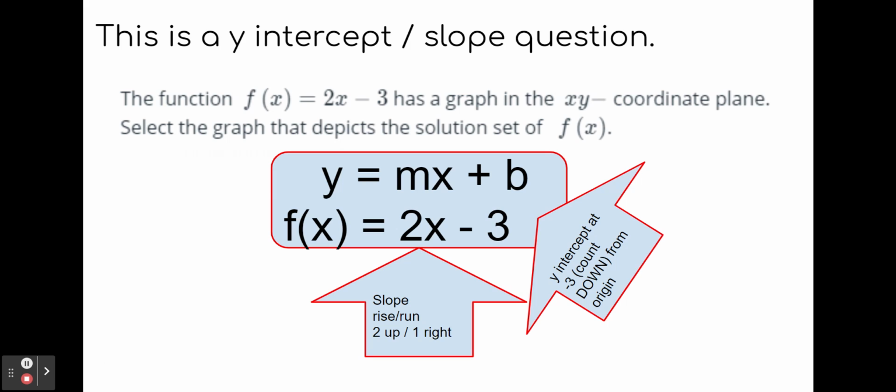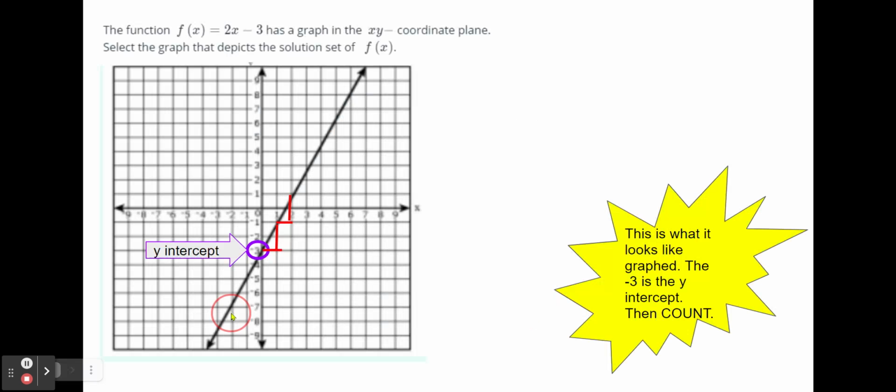For this function, f of x equals 2x minus 3, what is your slope? What is the y-intercept? This is what it looks like graphed. The -3 is the y-intercept. Then all you have to do is count your slope. It is a whole number, so you know you're going up 2 and over 1. Y-intercept at -3 on the y-axis.